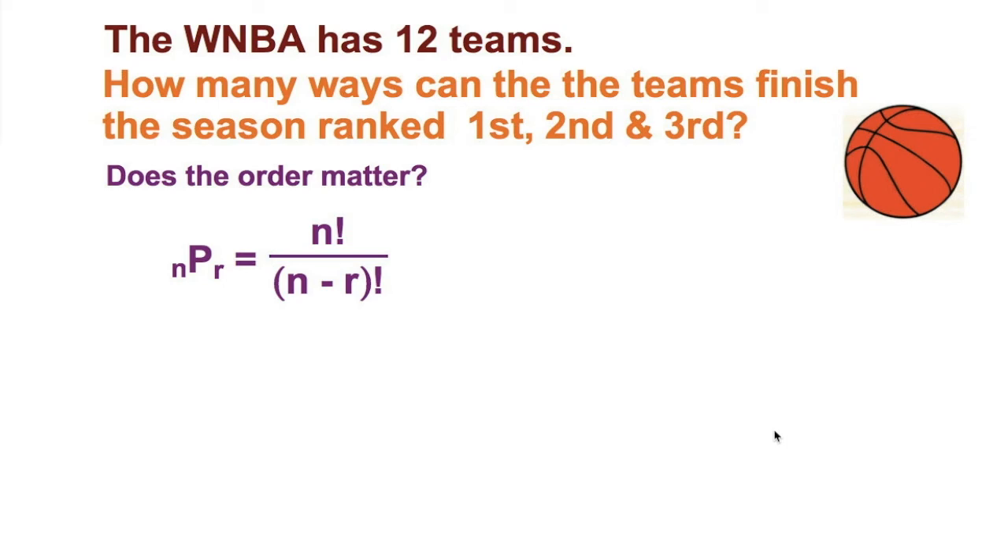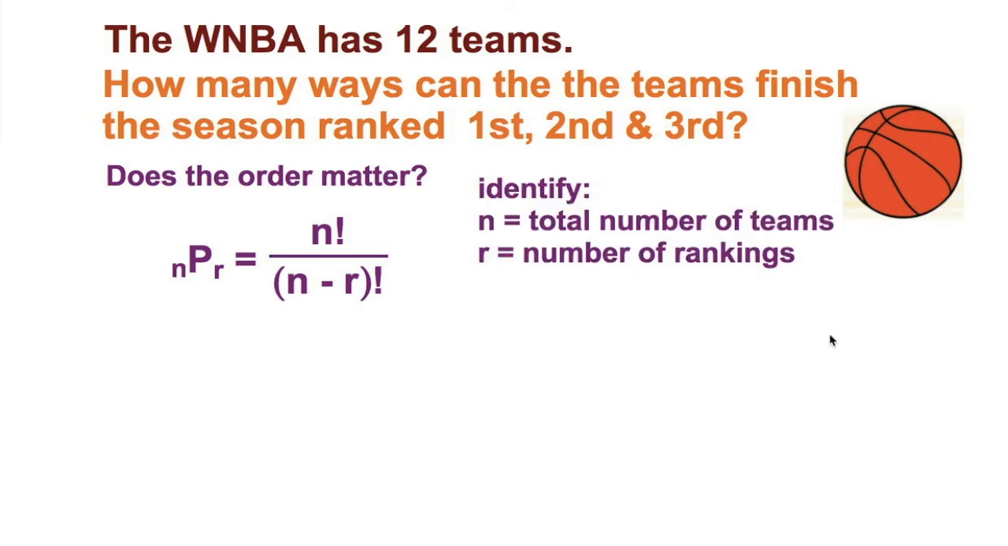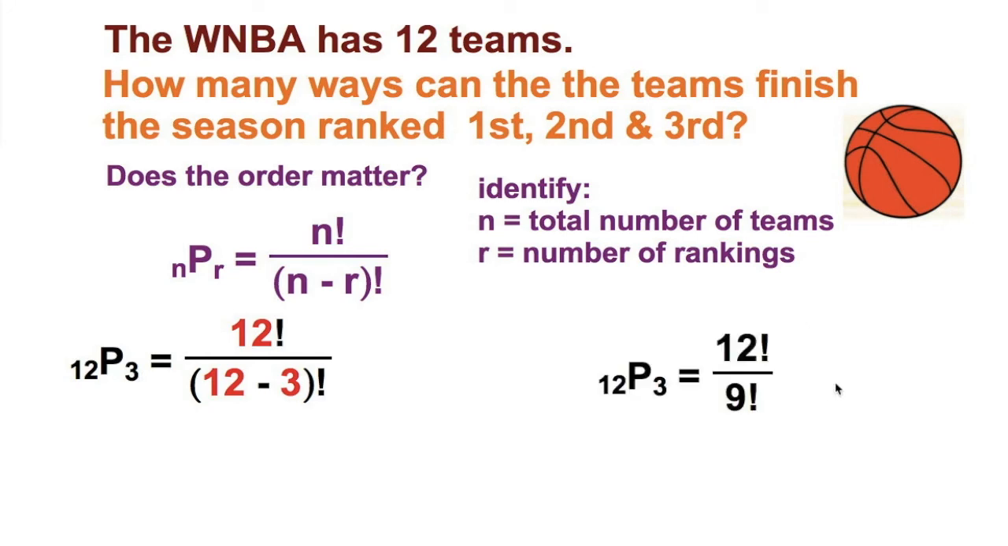NPR. N permute R. So I am going to identify N must be the number of teams, the 12 teams. R is the ranking. And then we're going to substitute 12 teams, 12 factorial over 12 minus 3 factorial. I'm going to simplify that. 12 factorial over 9 factorial.